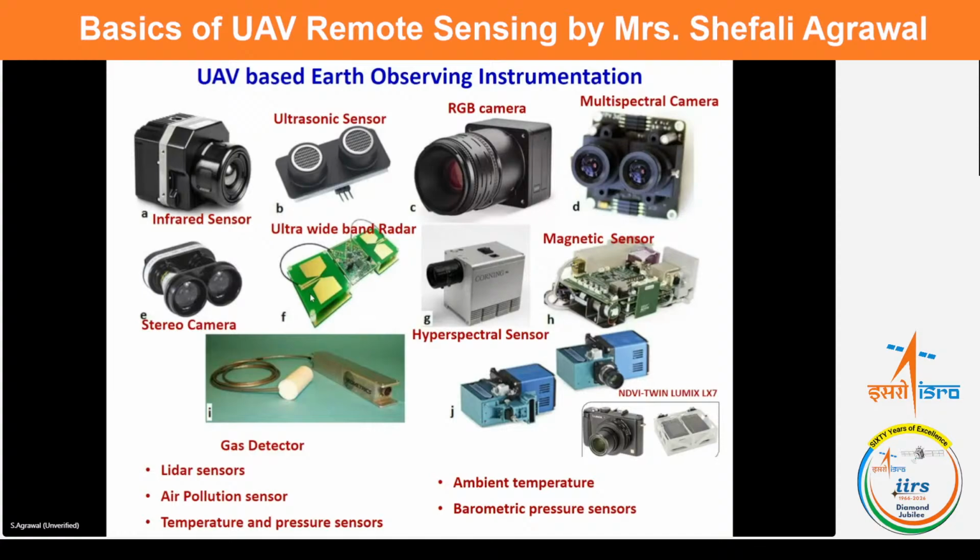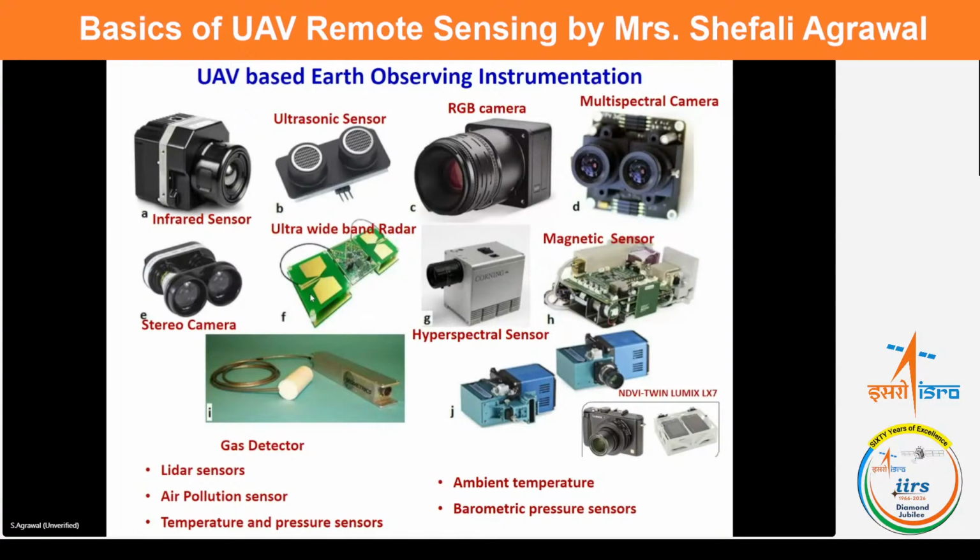Then there are many emerging payloads which are also available, or you can design your own payload capability and fly it on a drone depending on your applications. There are small SAR sensors, which have their own specific advantages. There are gas sensors for leak detection, radiation detectors for hazardous site assessment. So there are a large number of sensors, air pollution sensors, temperature and pressure sensors.